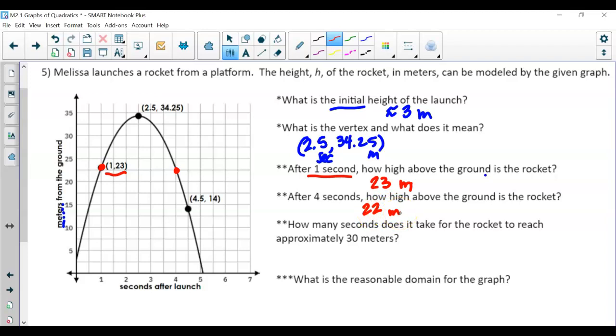How many seconds does it take for the rocket to reach approximately 30 meters? So now we're looking at 30 meters, which is here. And here it takes about 1.5 seconds.